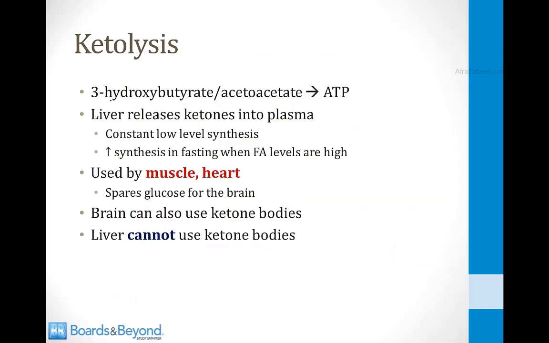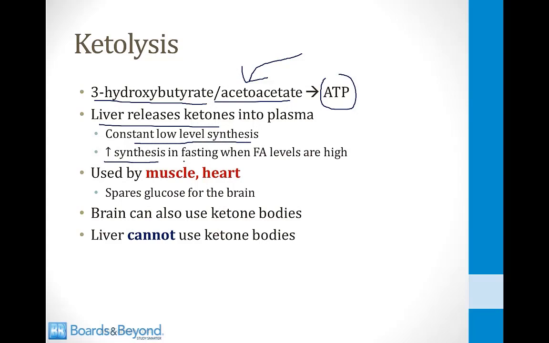Ketolysis is the process by which 3-hydroxybutyrate and acetoacetate are converted into ATP. Remember, I said these are the two ketone bodies that can be used to generate energy by cells. The liver releases these ketones into the plasma, and there is a constant low level of synthesis going on all the time inside of your body. But the synthesis increases in fasting when fatty acid levels are high and the level of acetyl-CoA rises inside of liver cells. The ketone bodies that are released by the liver are used largely by the muscle and heart, and this spares the glucose for use by the brain in times of fasting.